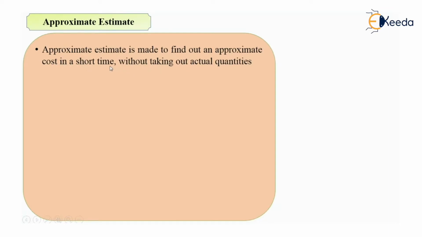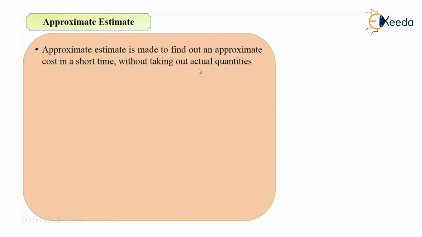If you want to give an approximate cost of a building or any structure to a client or any owner, if as an engineer someone asks you what will be the probable cost of my structure in a short time, and you have to give that approximate estimate or approximate cost of a particular building, then you can use the approximate estimate without taking out actual quantities.